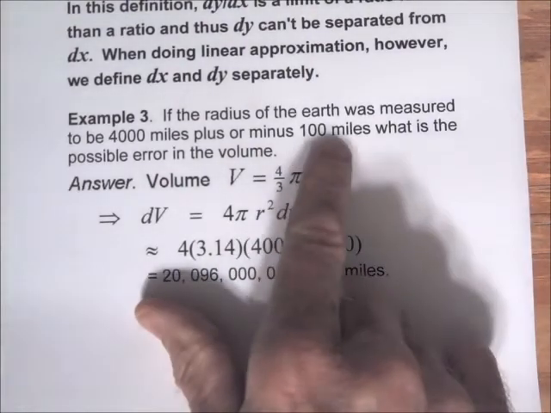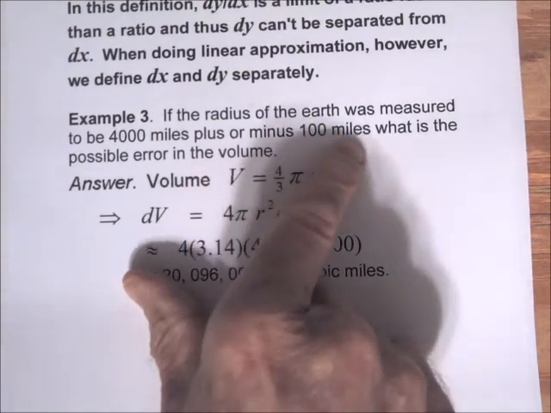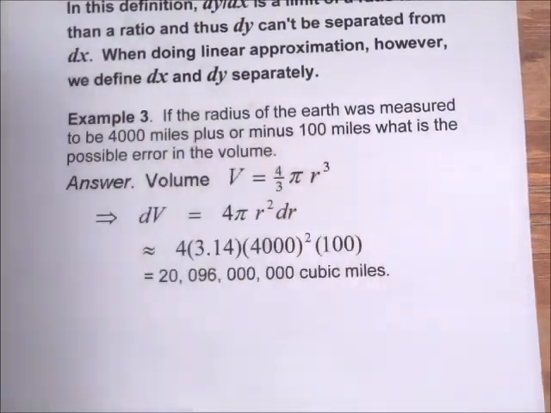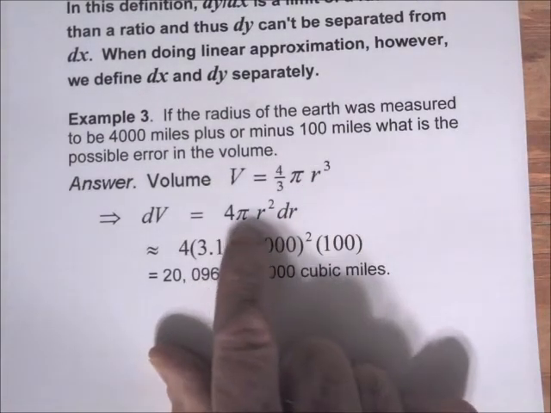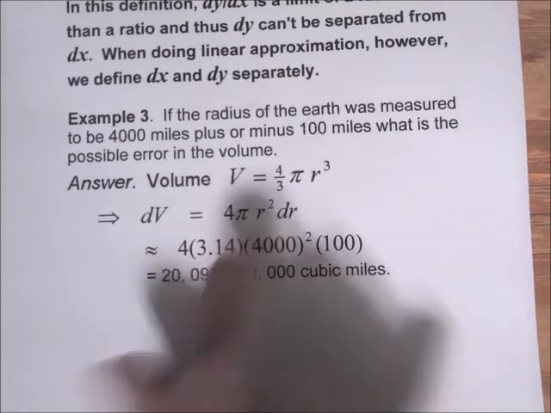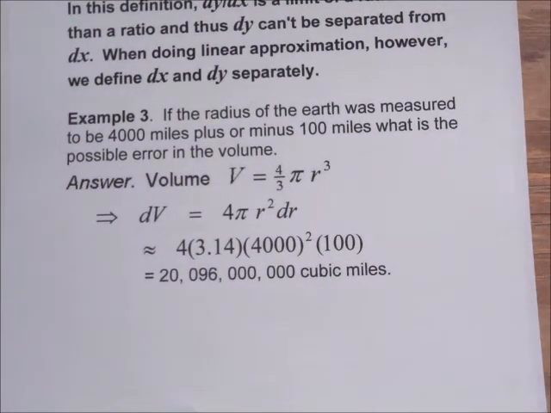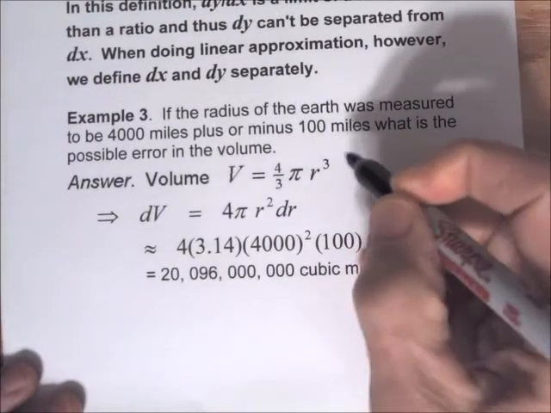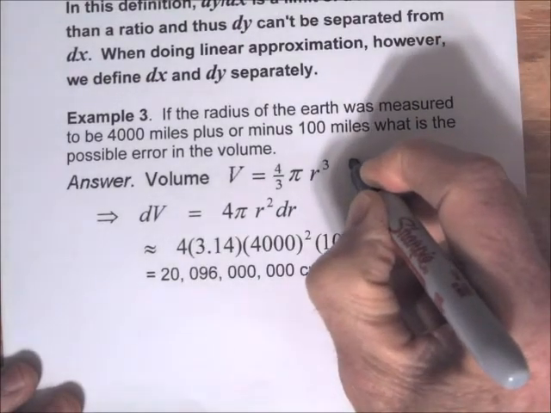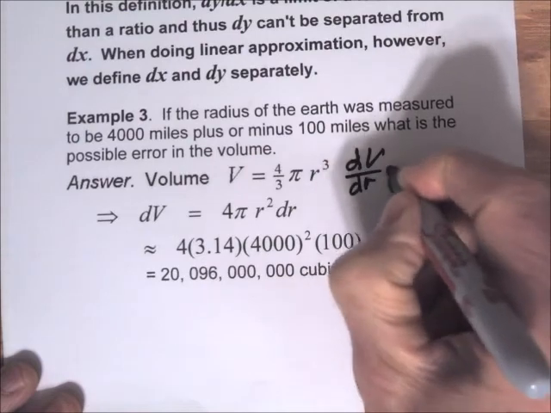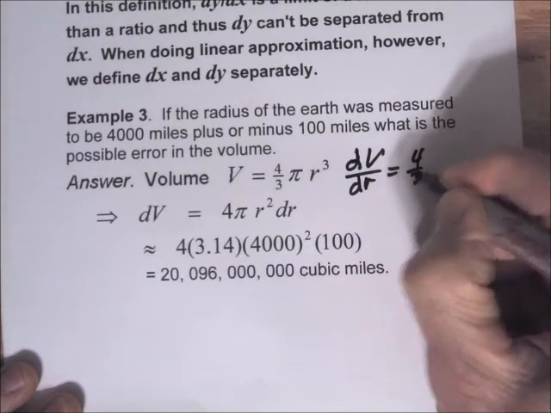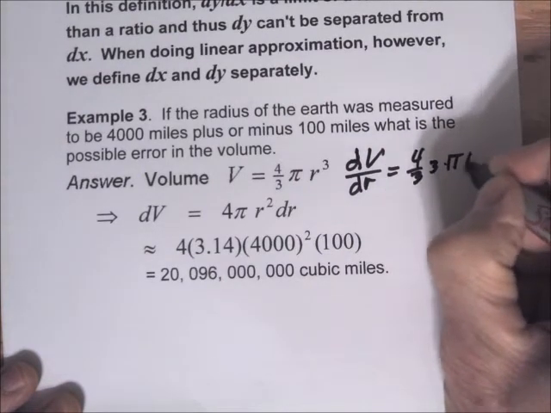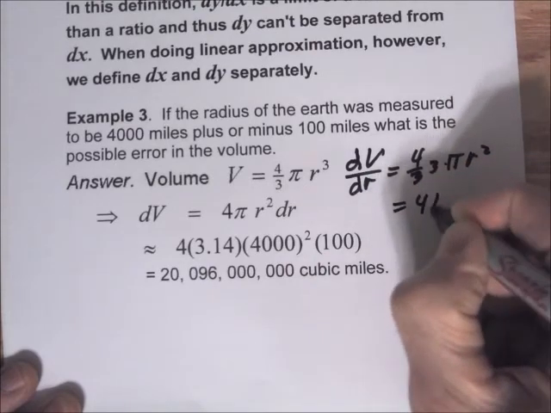The radius of the Earth was measured to be 4,000 miles plus or minus 100 miles. What is the possible error in the volume? We can use the formula V equals 4/3 pi r cubed, and then take the derivative. dV dr is just going to be 4/3 times 3 times pi r squared. The 3's cancel, so this is 4 pi r squared.